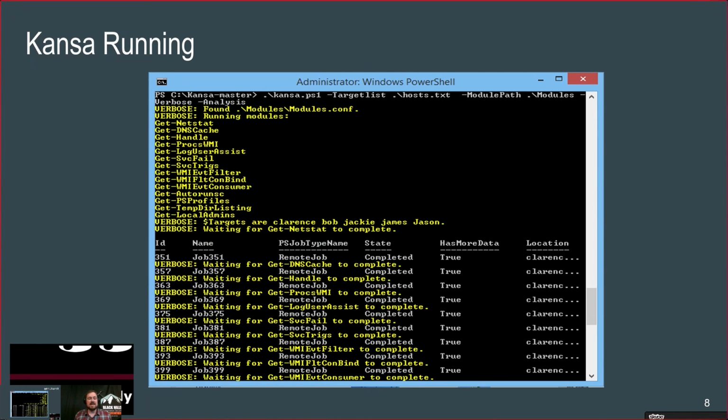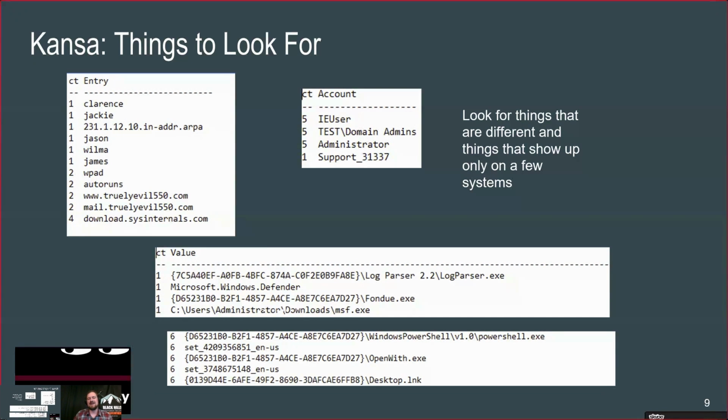It'll pull information like netstat for network connections, DNS cache, process handles, WMI, log user assist values, which is cool. I'll talk about that here in a second. Service fails, service triggers, different event filters, connections, event consumers, autoruns, PowerShell profiles, temporary directory listings, and local administrators. So it makes it very, very easy for you to do this type of analysis across multiple systems and correlate and do a stacked analysis on every single one of these computer systems in an automated fashion.